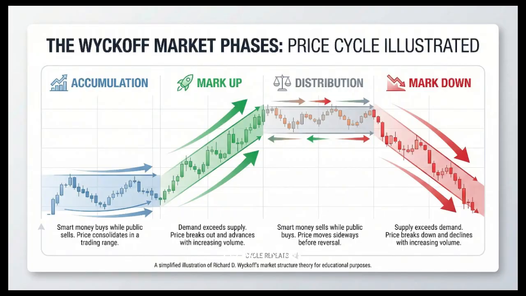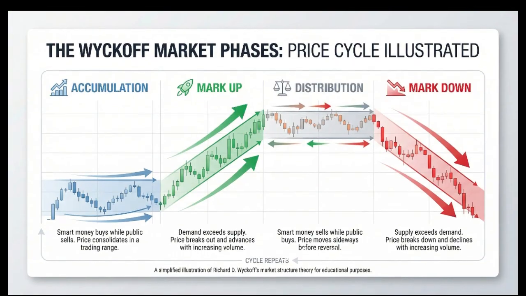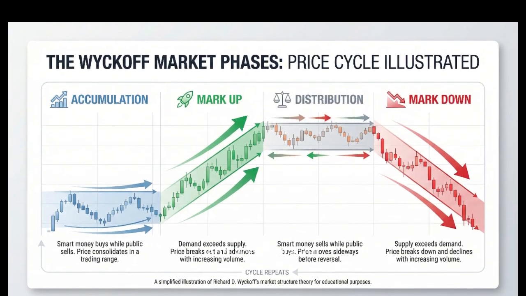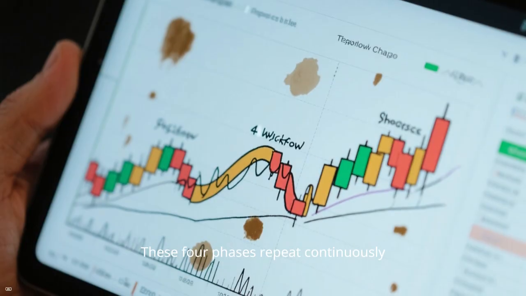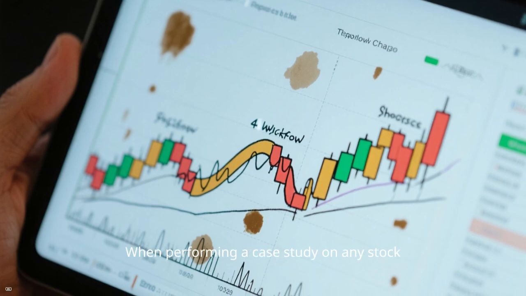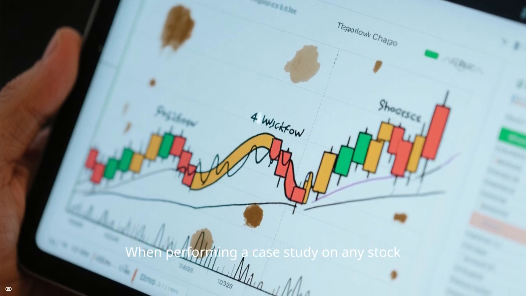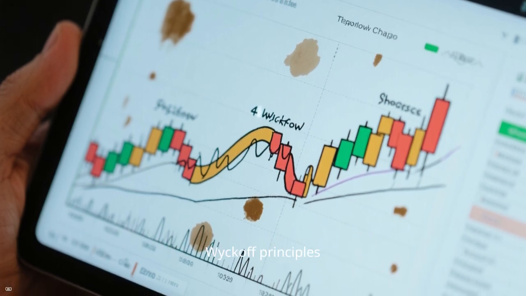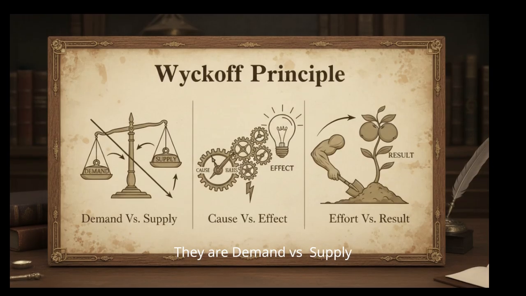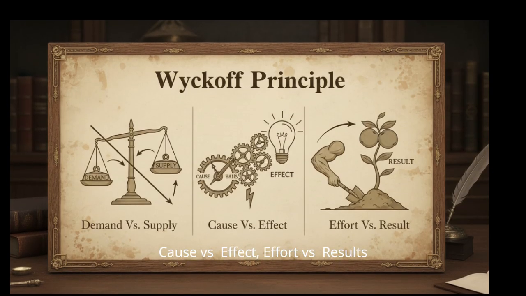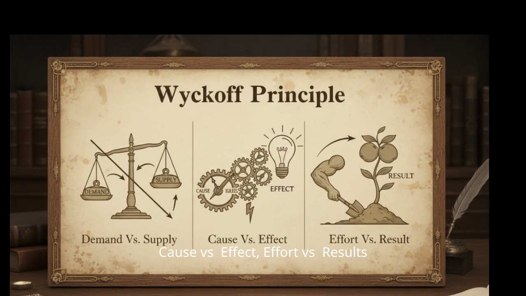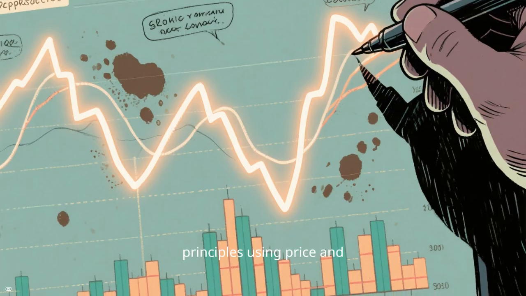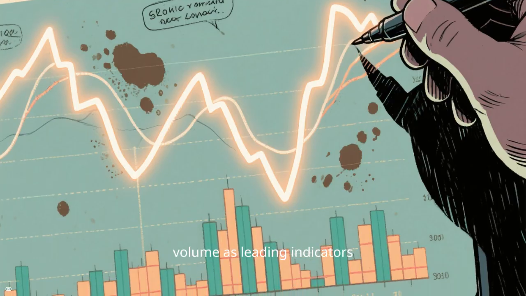Wyckoff principles. As you know, Wyckoff theory involves multiple cycles, which we have seen in other stock analyses, consisting of markup, distribution, markdown, and accumulation. These four phases repeat continuously when performing a case study on any stock. We look at the chart and apply Wyckoff principles. They are demand versus supply, cause versus effect, effort versus results. We apply these principles using price and volume as leading indicators.